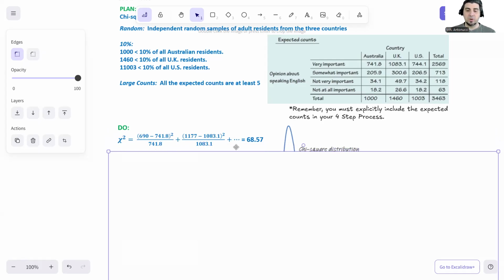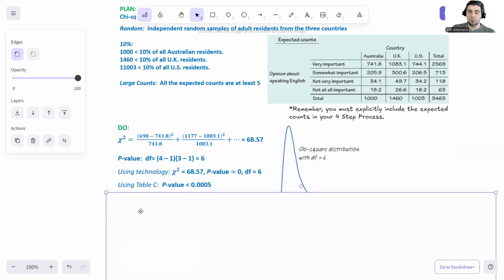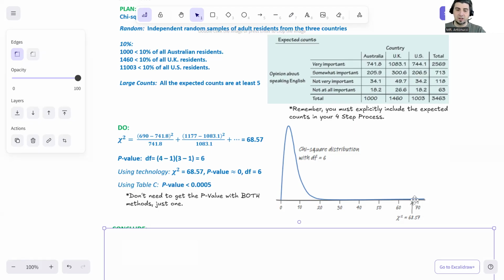So for the chi-square, it's 68.57. The degrees of freedom is 6 because we have 4 rows, 3 columns. Subtract 1 from each of those and multiply, you get 6. We drew the chi-square distribution here with 6 degrees of freedom. Our chi-square value 68.57 is way up here. And the p-value is the probability of getting a result that high or higher if the null were true.